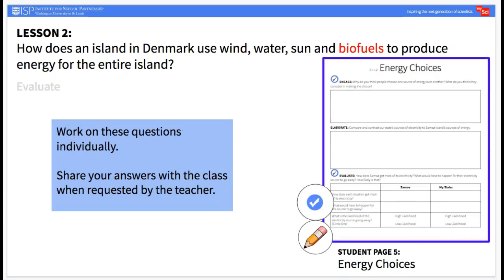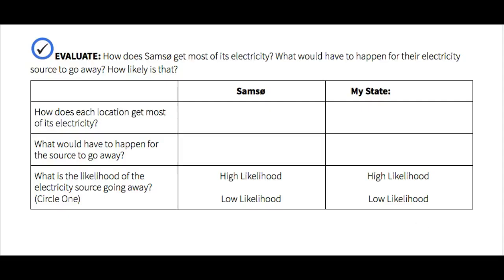In the Evaluate portion of this lesson, students will complete a formative assessment. They will construct explanations comparing their state to Samsu. They will consider how each location gets its electricity, what would have to happen for that source to go away, and the likelihood of that occurring.